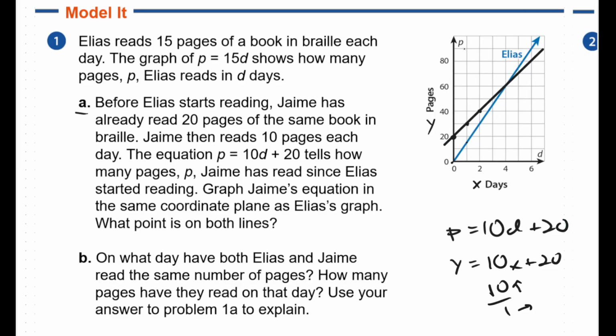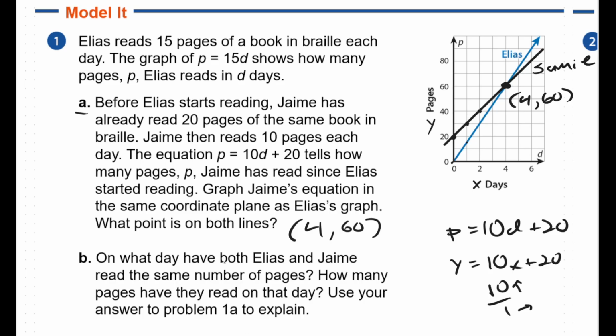So here's my line for Jamie. I'm going to label this Jamie. And the question is, what point is on both lines? Well, it looks like this point is on both lines, and that is the point (4, 60). So that would be my answer to part A: (4, 60).